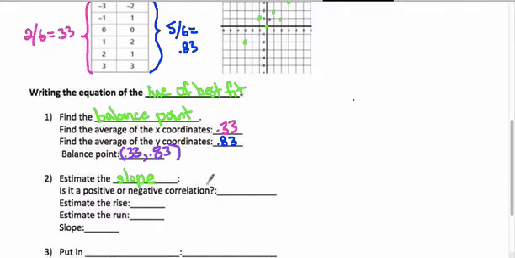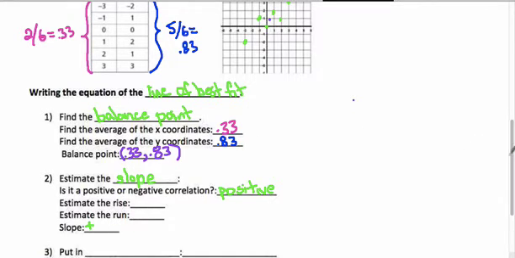Is it a positive or negative correlation? Well, it's going uphill from left to right, so it's positive, which means that my slope is going to be positive. If it was negative, I could go ahead and put in a negative sign right here, but it is going to be positive, so we don't need to put anything, but if we just want to be clear here, I'm going to put a plus just so you can remember that it's positive.